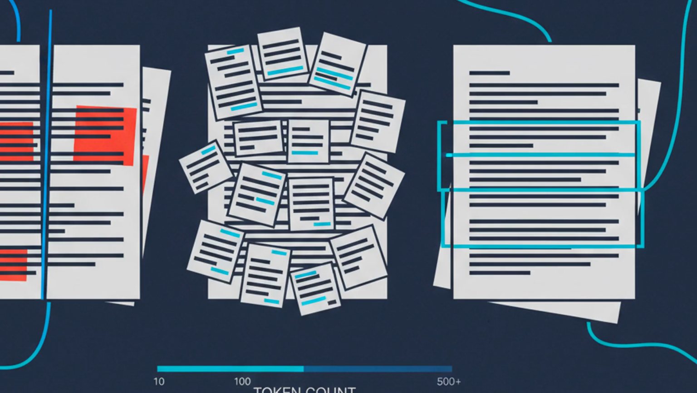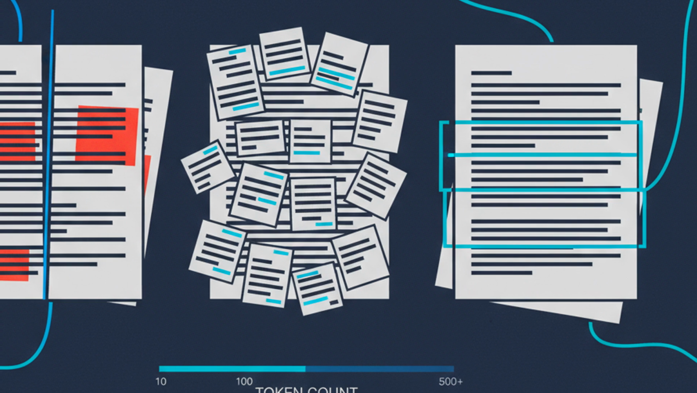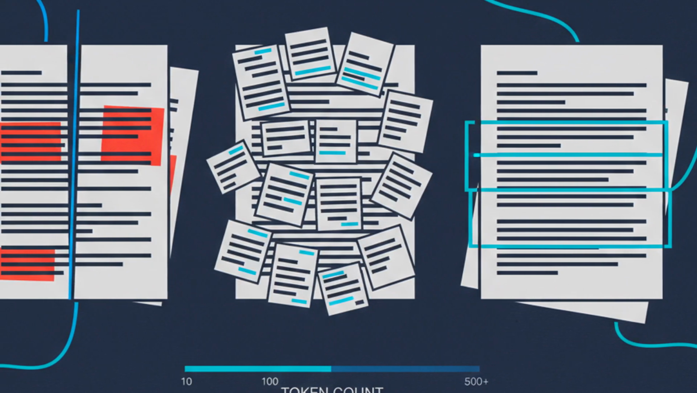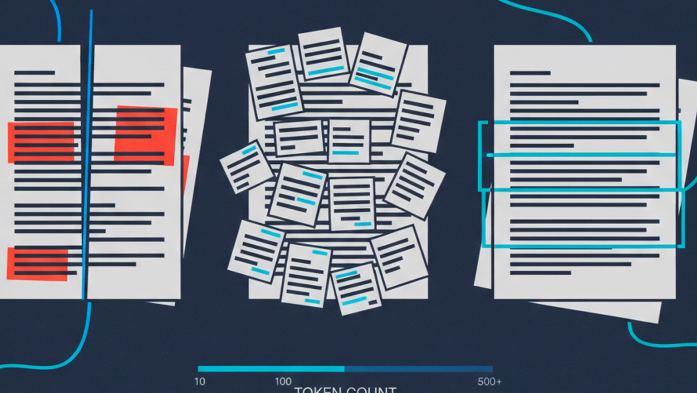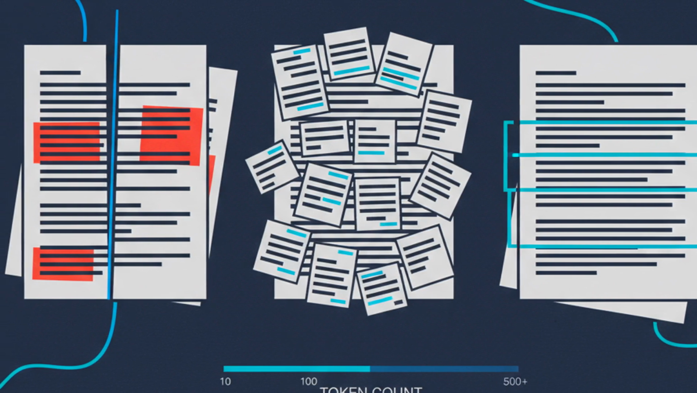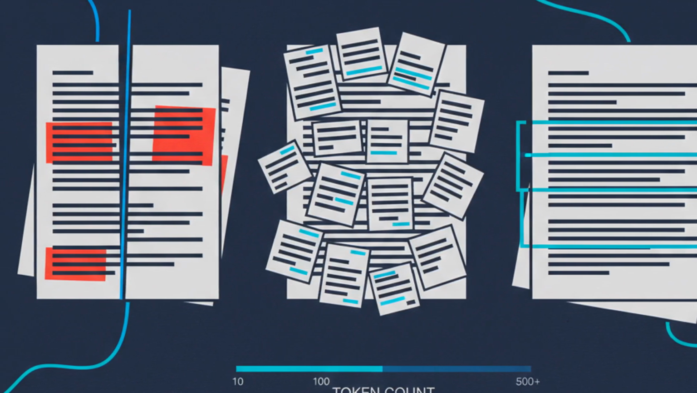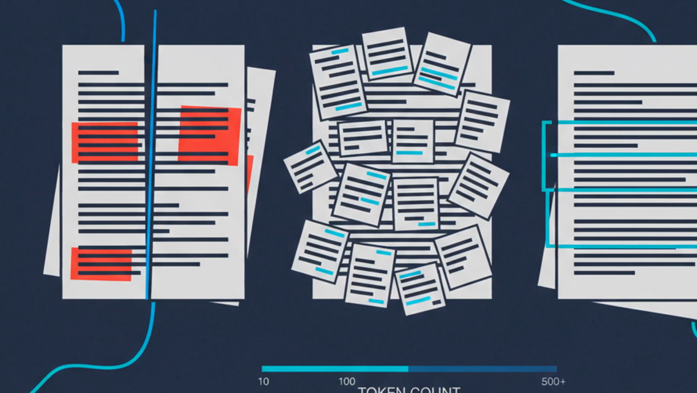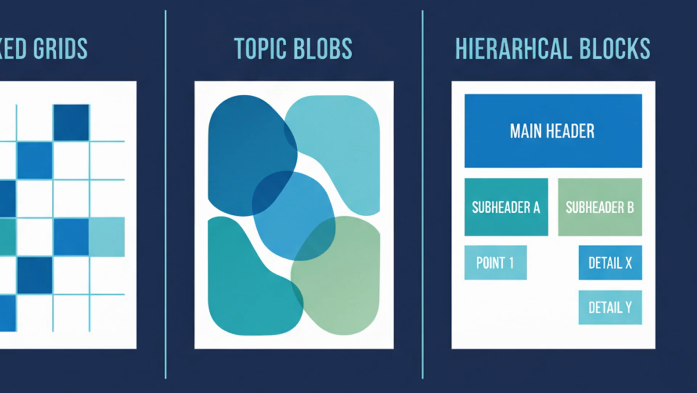Before you can search documents, you need to break them into pieces. This is chunking, and it is deceptively important. Chunk too large and you dilute the relevant information with noise. Chunk too small and you lose context. A single sentence about the quarterly results means nothing without knowing which quarter and which company. Most teams start with chunks of 500 to 1000 tokens, with some overlap between adjacent chunks to preserve context at boundaries.